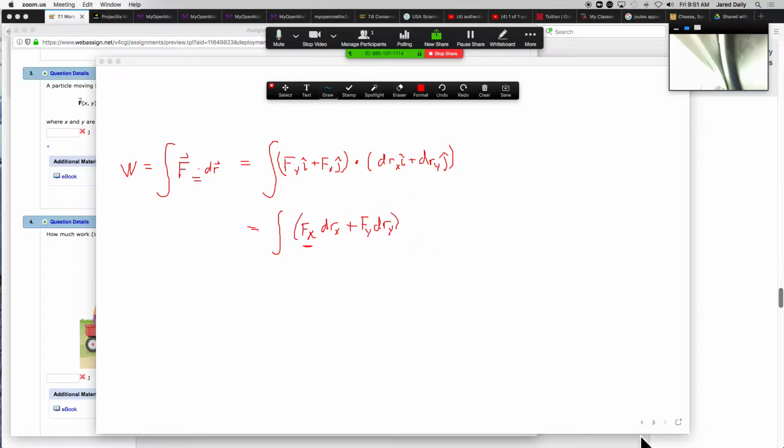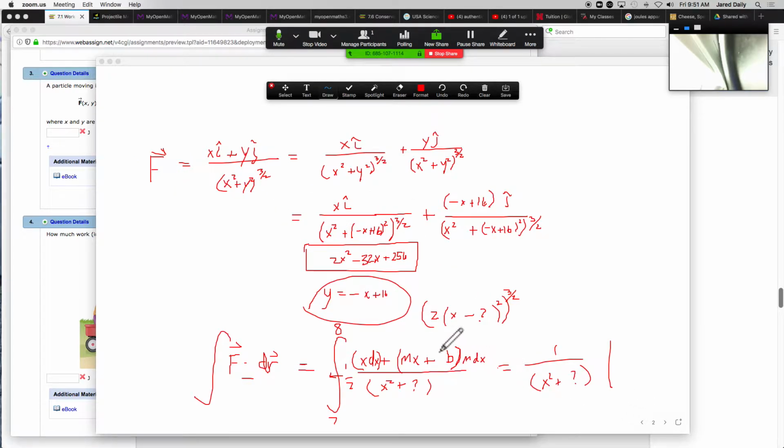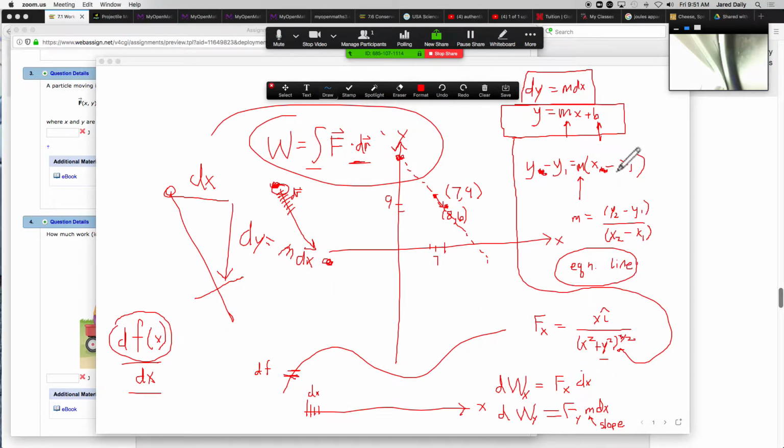This right here is this part. The mx plus b times m dx. And we figured out what the x part of dr is. It's dx. And the y part of dr is m dx. We figured that out by taking the derivative of our line function, the derivative of our path, we figured out that dy equals m dx, and that the x part of dr is just dx.